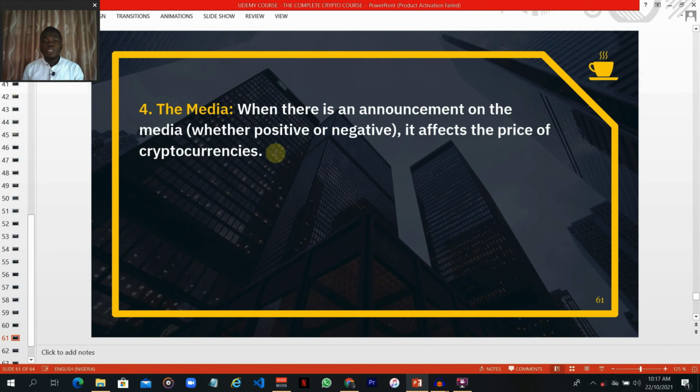So make sure you are up to date with media, with government policies on cryptocurrencies, with the supply and demand of a particular crypto, and with innovations or technology around a particular crypto. All of this can help you become familiar with how crypto prices go up and down.